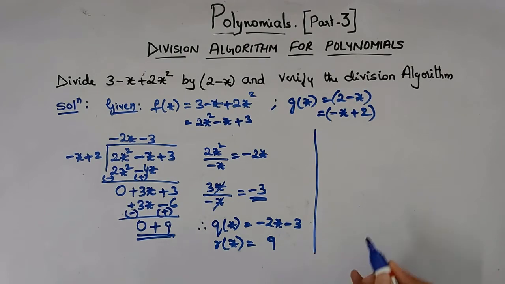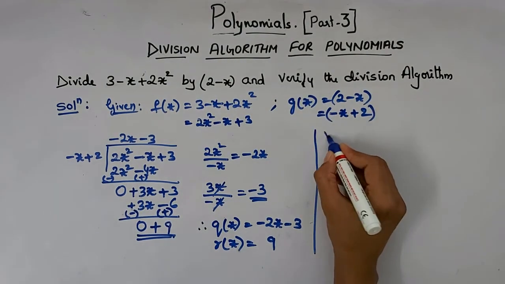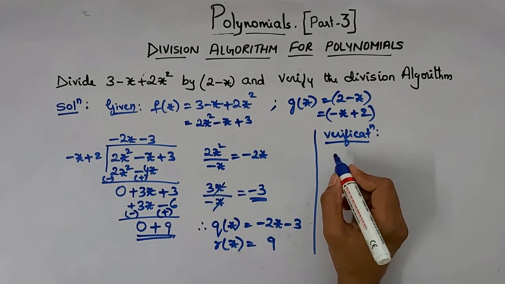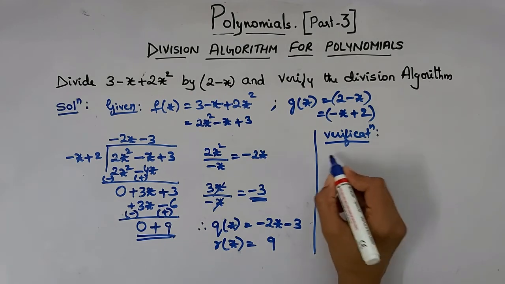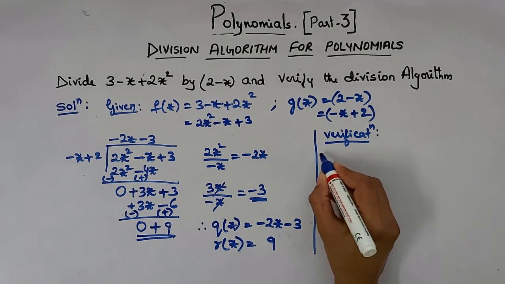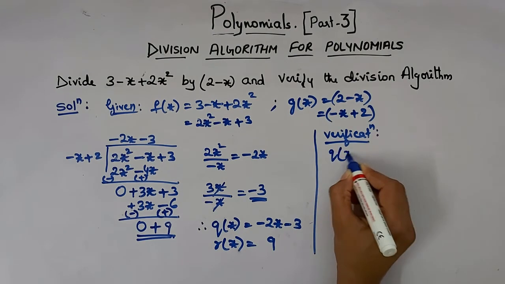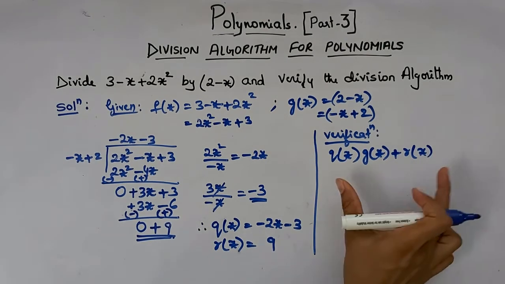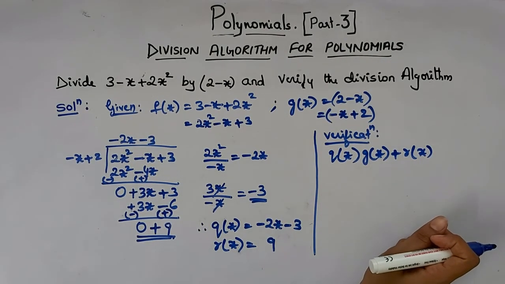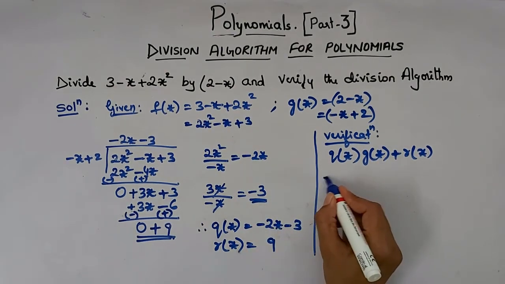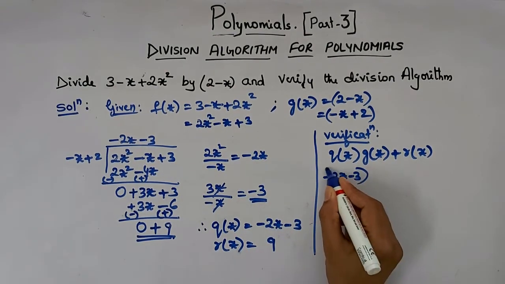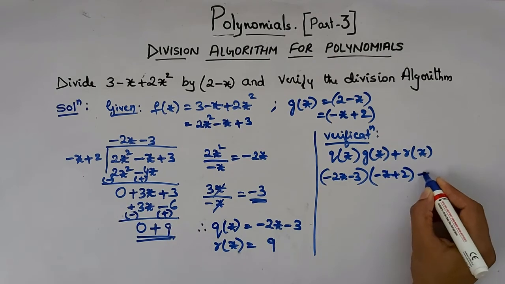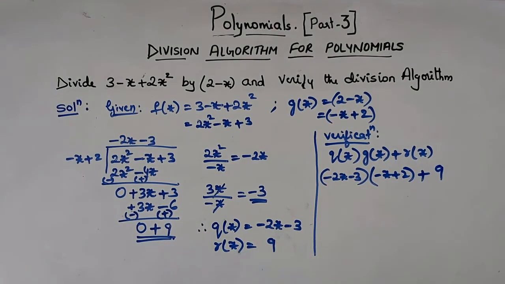Let me do here the verification part, that is to verify the division algorithm. In my previous slide, I have mentioned that f of x is equal to q of x into g of x plus r of x, right? So q of x into g of x plus r of x. Now we have to see whether this is equal to f of x or not, right? So q of x here is minus 2x minus 3 into g of x is minus x plus 2, plus your r of x is 9, right?